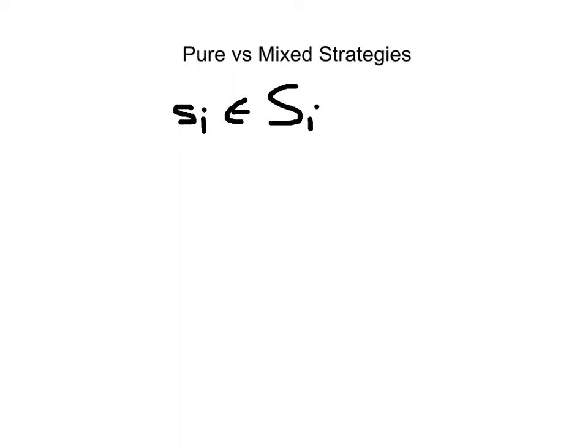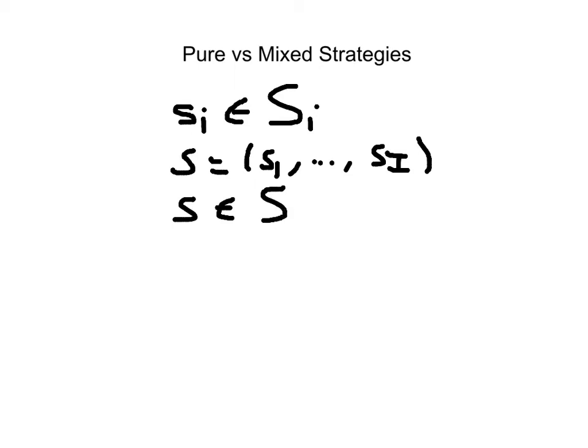We can then look at all the strategies played by the I players, all the players in the game, to define what's called a profile of pure strategies, which is a set of strategies actually played by each player. This profile of pure strategies is really a subset of the Cartesian product of all the sets of strategies available to each player.